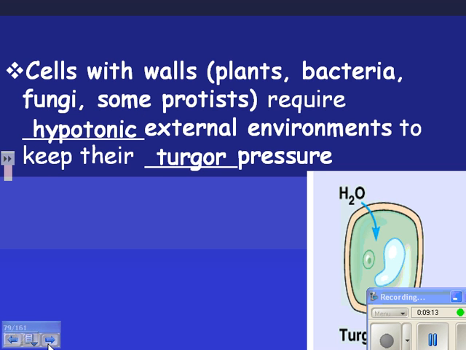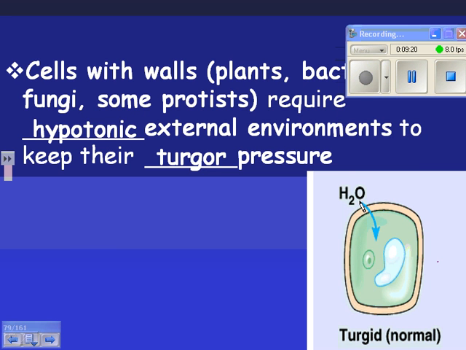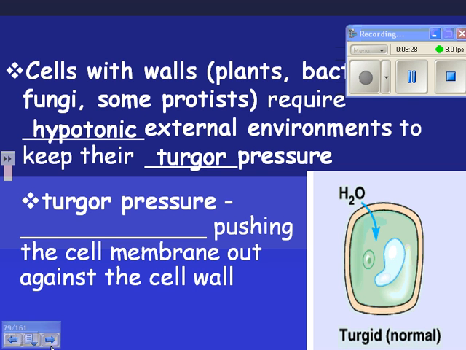for most of them anyway, in order to keep turgor pressure. So turgor pressure means keeping nice and crisp. So when water comes in, this thing kind of swells, but it doesn't break because of the cell wall. And so turgid is actually normal. That's the way it's supposed to be. So turgor pressure is water pressure pushing the cell membrane out against the cell wall.